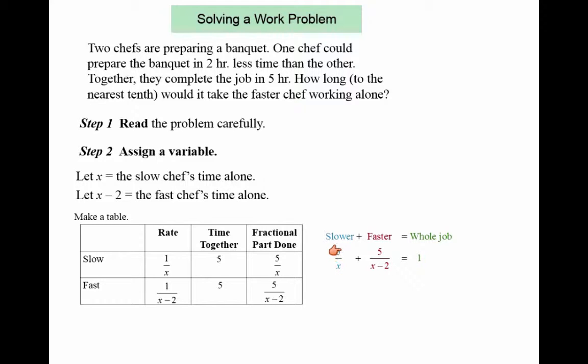If we put them together, 5 over X plus 5 over X minus 2, that should add up to 1, which is the whole job. So this is the equation that we need to solve for.